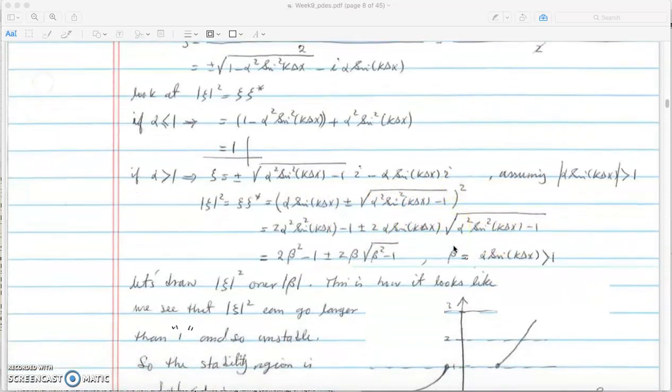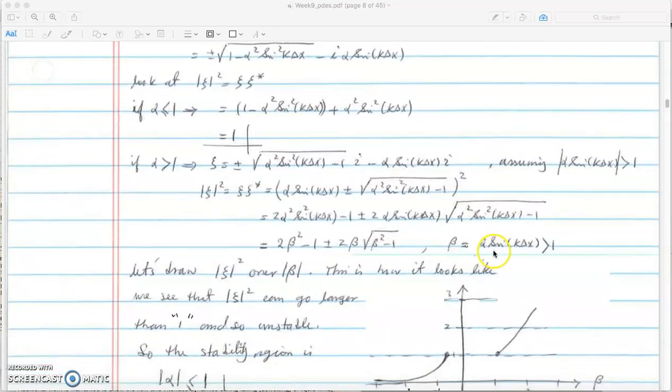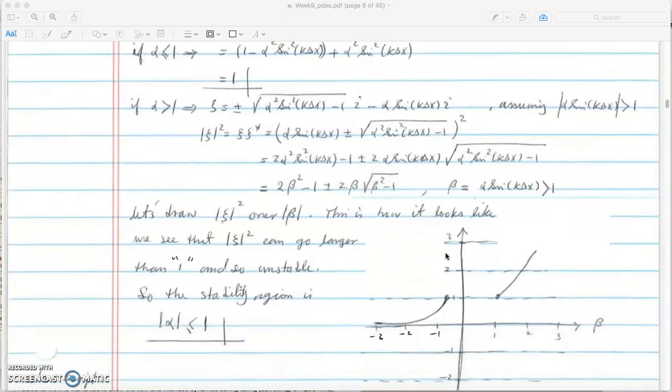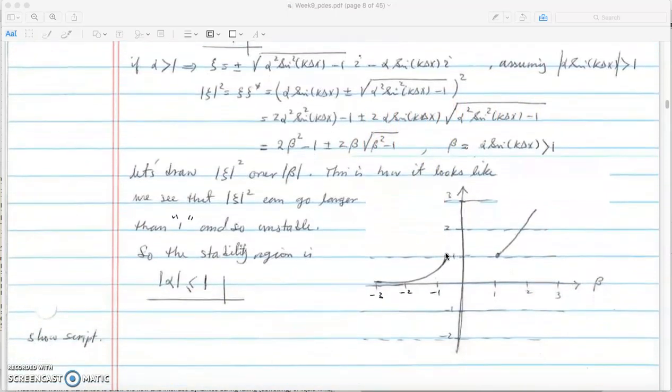Now if you assume alpha times sine k del x is beta, then we're going to rewrite this equation as 2 beta squared minus 1 plus minus 2 times beta, and then the square root of beta squared minus 1. Again, the goal is to prove that this is either less than or bigger than 1. So if we assume that beta is bigger than 1, that means this is positive, and this is also positive.